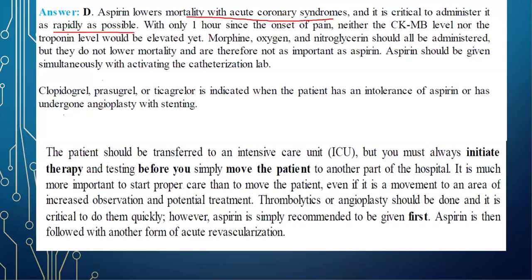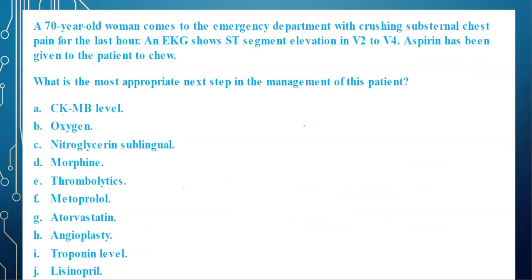Aspirin lowers mortality with acute coronary syndrome, and it is critical to administer it as rapidly as possible. With only 1 hour since the onset of pain, neither the CKMB nor the troponin will be elevated yet. Morphine, oxygen, nitroglycerin should all be administered, but they do not lower mortality and they are not as important as aspirin. Okay, so that's the important thing to remember.